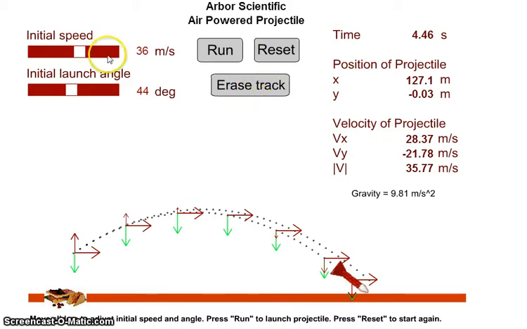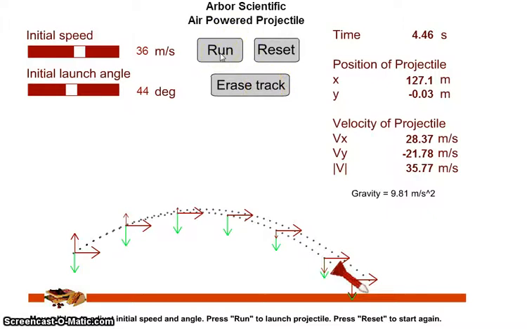So this is the second teacher. It's a physics teacher. So the teacher has two sliders, one for the initial speed and then one to adjust the angle. The teacher also has three buttons, which are the run, the reset, and the erase track.